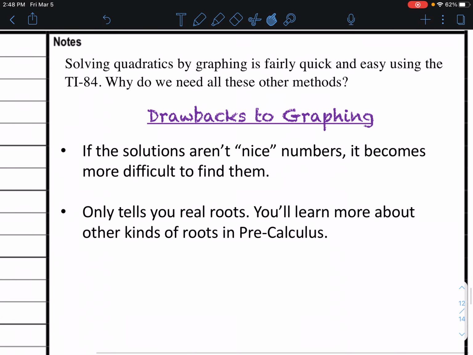Solving quadratics by graphing is fairly quick and easy using the TI-84 graphing calculator. So why do we need all these other methods like factoring, and a couple of ones that we're going to figure out, like quadratic formula, completing the square? Well, there are some drawbacks. First would be if the solutions aren't nice numbers, which most of your answers today will be, then it becomes more challenging to find those answers. Also, we can only find real roots or solutions. Roots is another word for solutions. We can only find real ones. If there are different kinds of roots or solutions, then you need some different methods, and we learn more about those in pre-calculus.